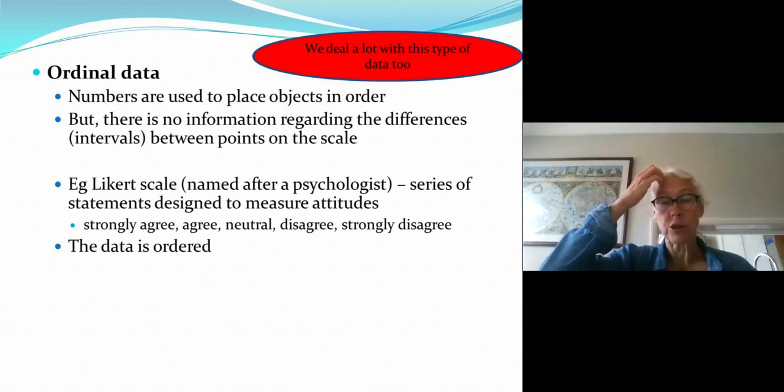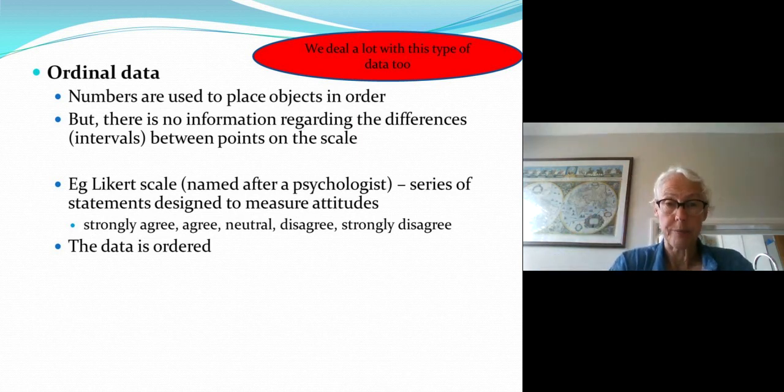Then we have ordinal data. Here we use numbers to put objects in order. One of the issues is there's no information regarding the intervals, the differences between the points on the scale. The classic one here, which many of you will use, because we use this a lot in questionnaires, is something like the Likert scale, where we've got statements that measure attitude. Typically here we use strongly agree, agree, neutral, disagree, strongly disagree. So they're in an order.